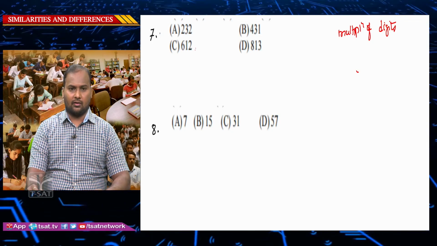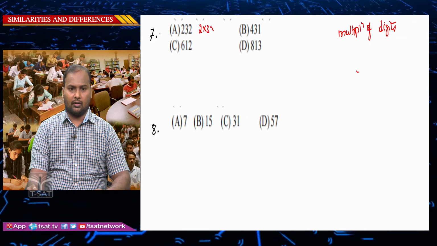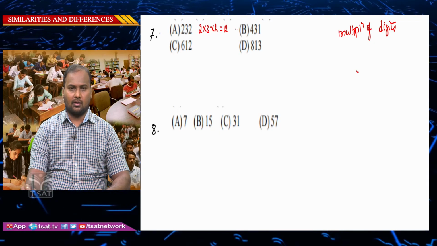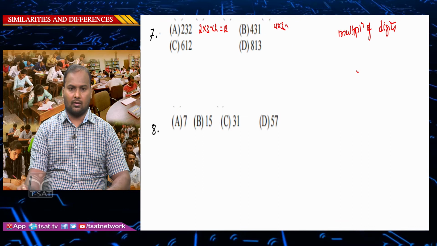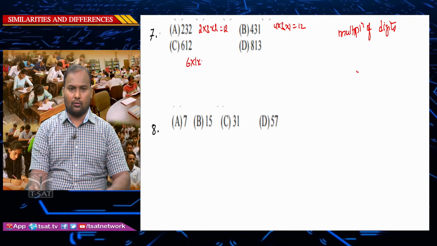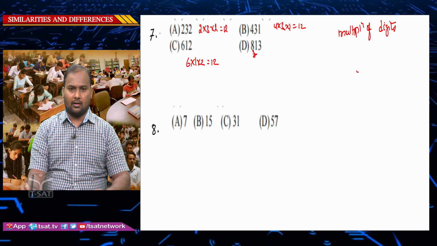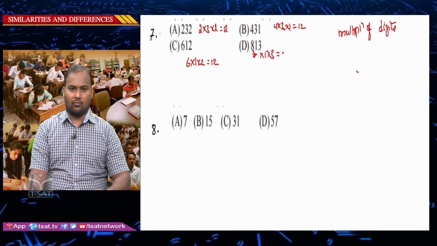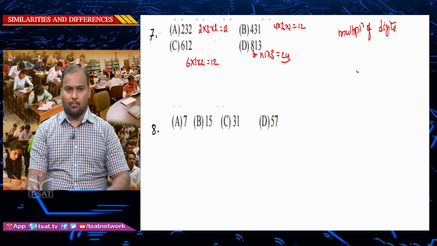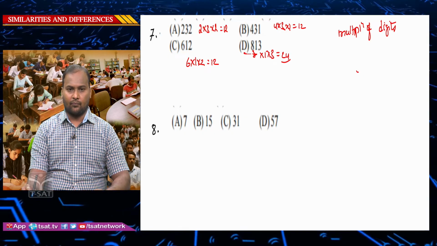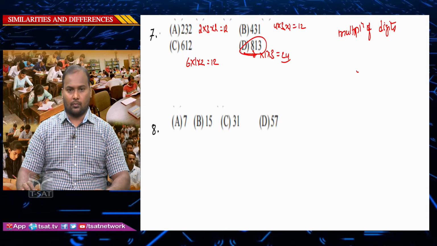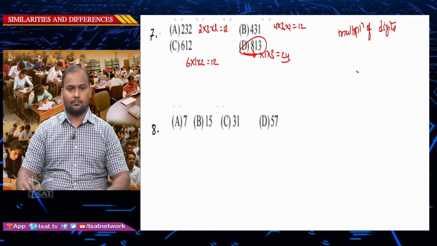For example, in option A, 2, 3, 2: you multiply 2 times 3, which is 6, 6 times 2 is 12. In the same way, 4, 3, 1 is also 12. In the same way, 6 into 1 into 2 is also 12. Finally, 8 into 1 into 3 equals 24. So what is the common logic here? In A, B, C the multiplication of digits is 12, whereas in option D the multiplication of digits gives the answer 24. So the logic is multiplication of digits.